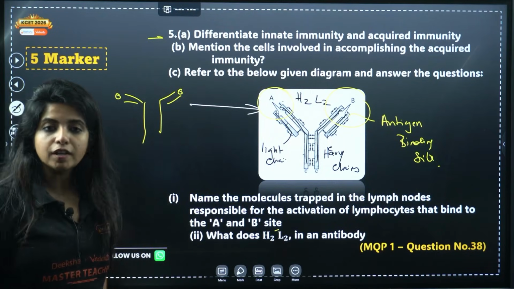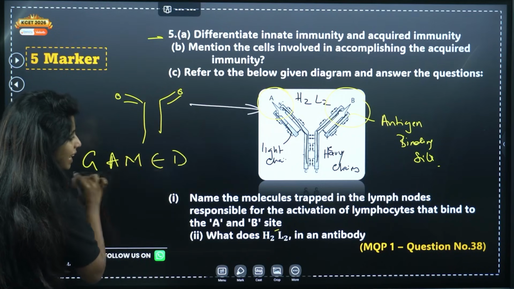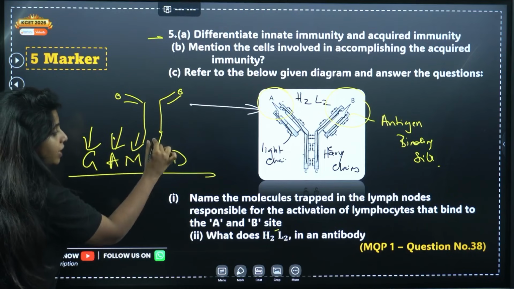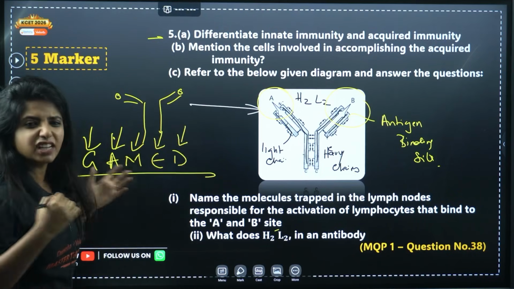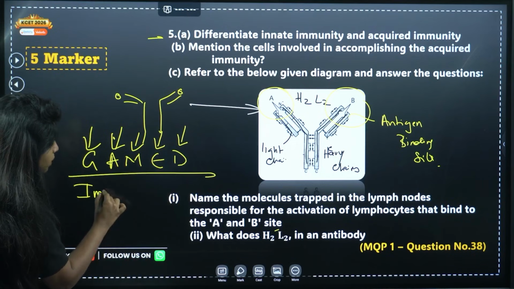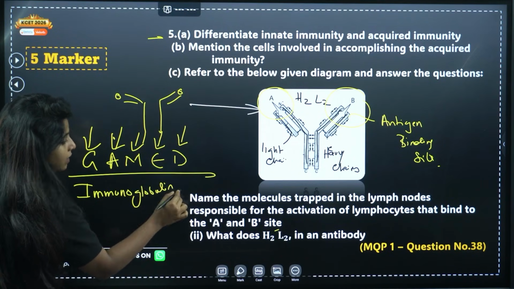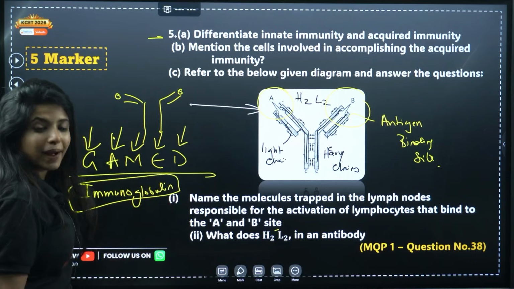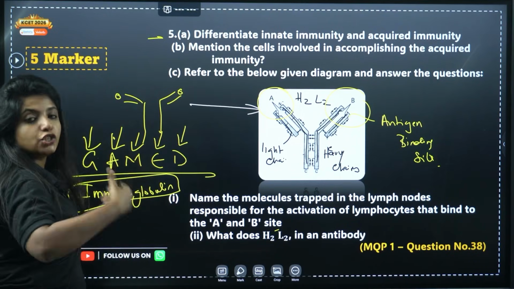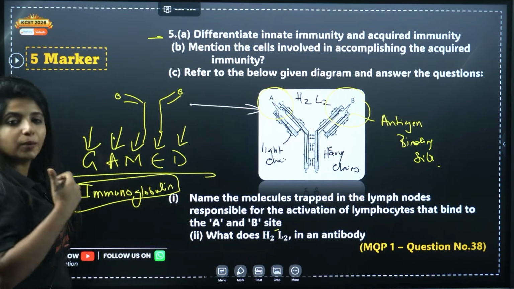How many antibodies do you have? Always remember: GAMED, IgG, IgA, IgM, IgE and IgD. What is Ig, ma'am? Instagram? It's not Instagram, it is immunoglobulin. So when I say that antibodies are produced, they are nothing but proteins, and the names of the proteins are immunoglobulin G, immunoglobulin A, immunoglobulin M, immunoglobulin E, immunoglobulin D.